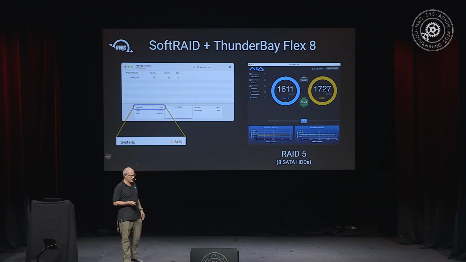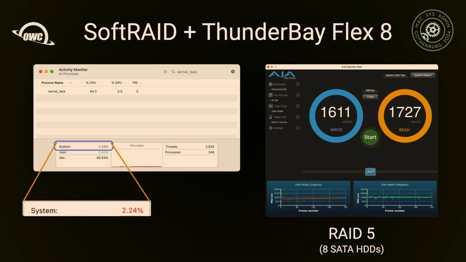So in this situation, we're only using 2% of total CPU bandwidth for doing writes. So we're just barely using any of it. People are worried about GPU usage, CPU usage. It's really a non-issue, even on the really high-performance cards.